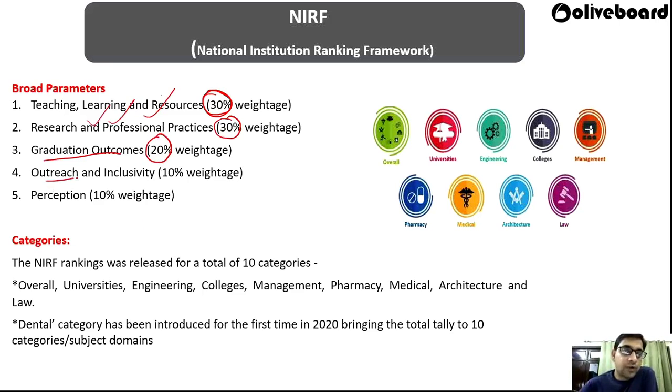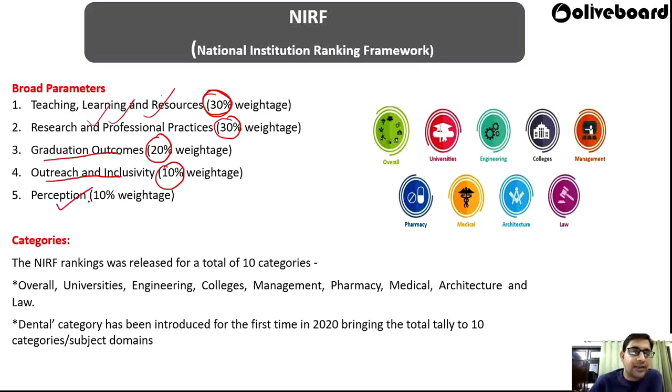Then fourth is the outreach and inclusivity. That means how big the name of your institution is, what is the outreach of your institution, that means in what all remote places your institution has a reach. And inclusivity means what kind of students are studying in your college, based on which criteria, which caste, whether tribal, scheduled caste, scheduled tribe, whatever, what type of students are studying in your colleges. So that has been given 10% criteria.